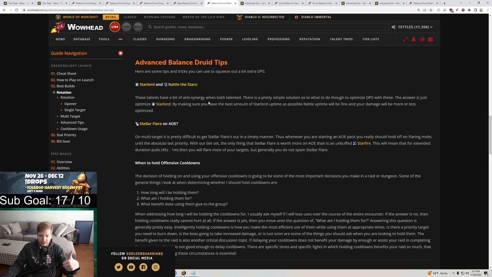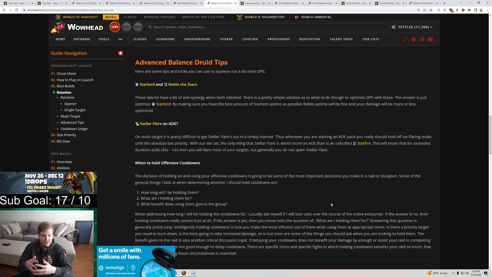First off, let's talk about Stellar Flare, because I think this is the most complicated to speak on. You play it in all situations. On single target, it's super intuitive. You just maintain 100% uptime on it. Not really too much going on with it. On AoE, Flare is a bit weird. You do play Flare on AoE, but it's a pretty low priority ability.